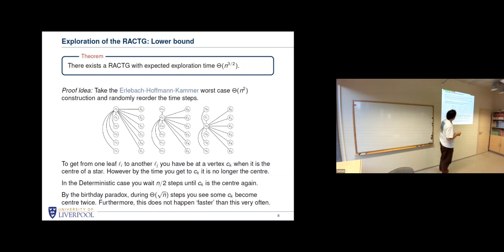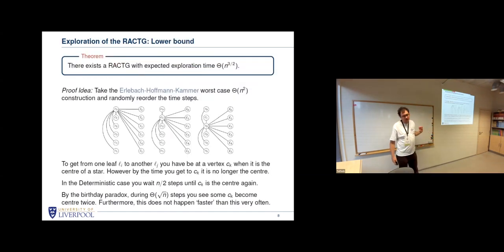And then for the lower bound, well, this thing is of course random, so there could be some intervals that are shorter than square root n length, where you actually again see this same center of the star twice. But essentially, this doesn't happen too often, so you can't abuse this to get a faster time in expectation. So yeah, this is the lower bound.